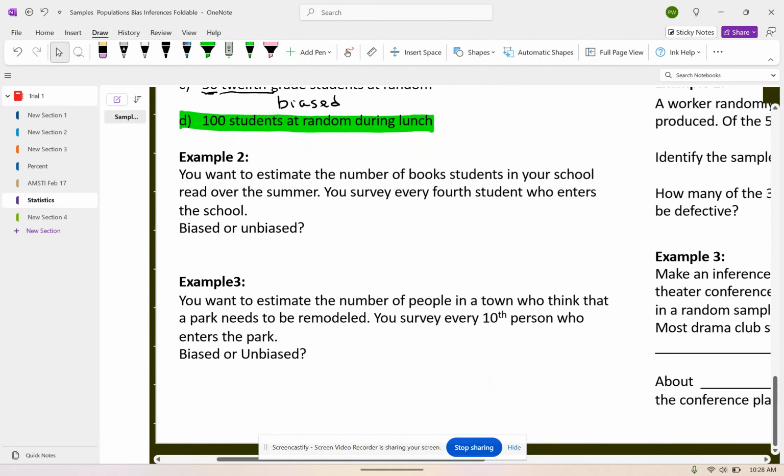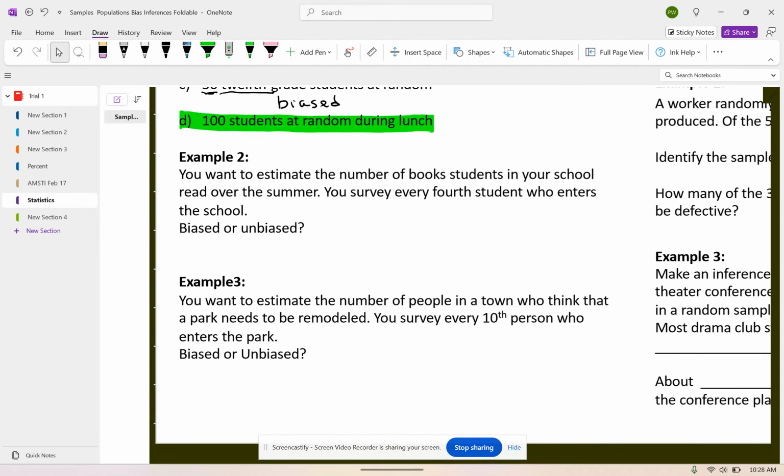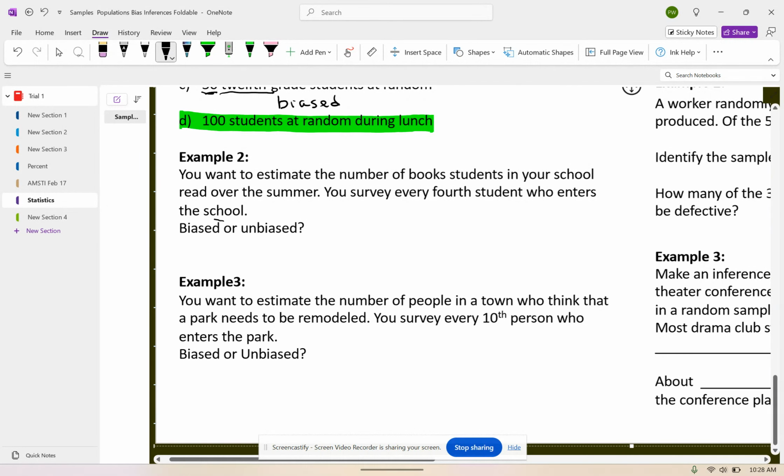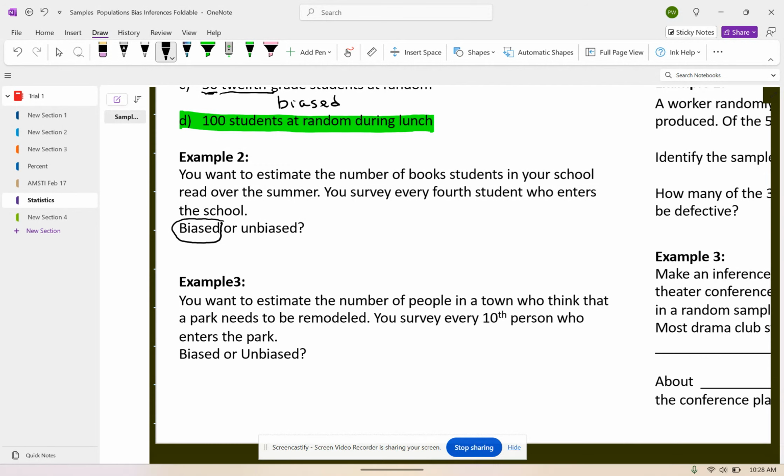All right, example 2. You want to estimate the number of books students in your school read over the summer. You survey every 4th student who enters the school. Well, that's over 20, that is 25% of your school, so it's pretty good. And it's random. We're not looking at any particular group. Everybody that's at the school comes through the front door, so that's a pretty, whoops, Miss Graham circled the wrong one. That is unbiased. We want that.